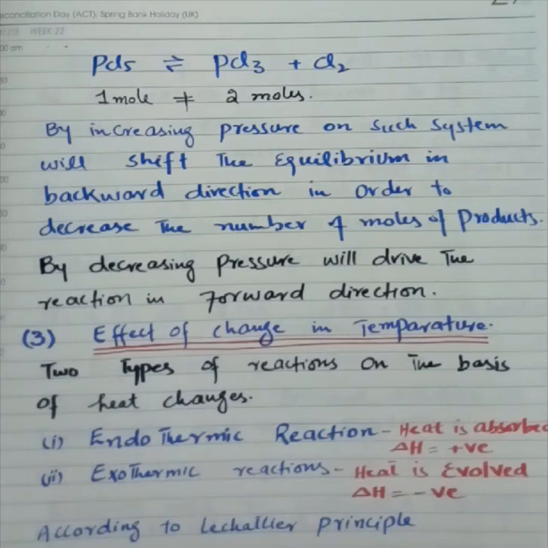Now the opposite is, if we decrease pressure on such a reaction, it will favor the forward reaction. By decreasing the pressure on this type of reaction, the reaction will move in the forward direction, and by increasing pressure, the reaction will move in the backward direction.